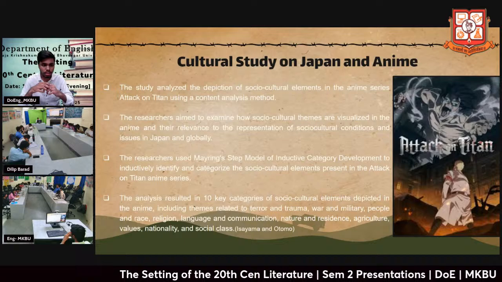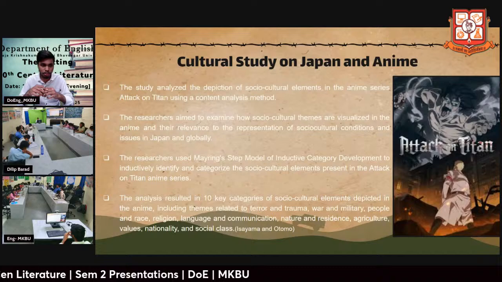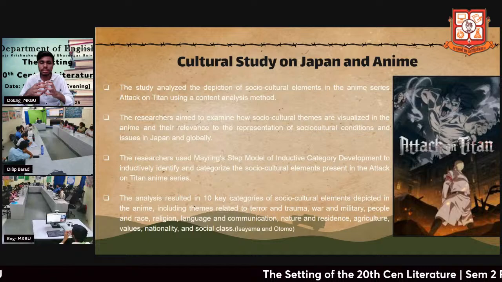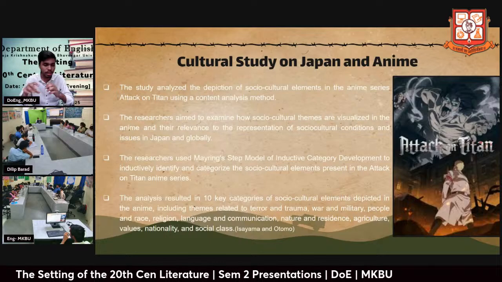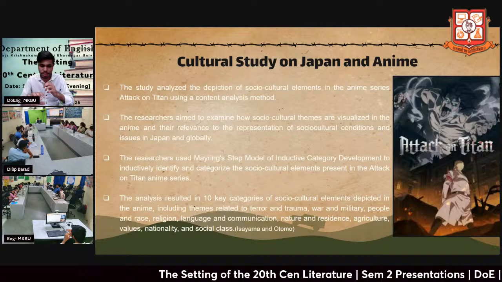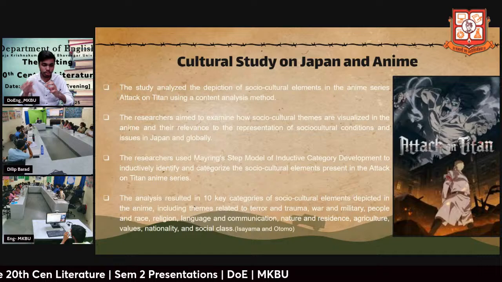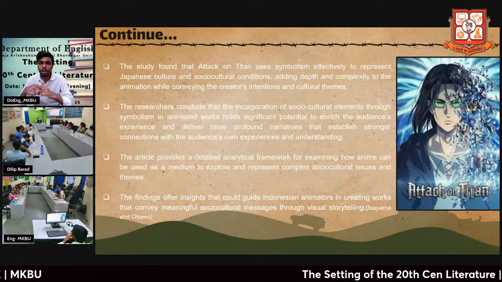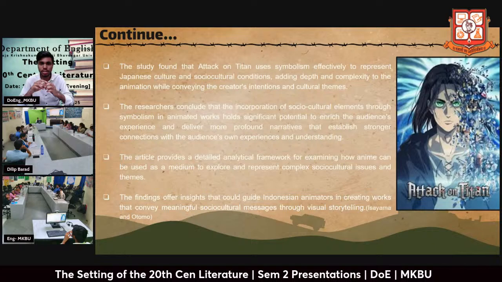The researchers used a step model of inductive categories to inductively identify and categorize the social culture elements present in the series. The analysis resulted in 10 different categories of social culture that include themes of terror, trauma, war and military, people and race, religion, language and communication, nature and resistance, agriculture, values, nationality, and social class. In conclusion, the study found that the series Attack on Titan uses symbolic aesthetics to represent Japanese culture and social culture conditions.